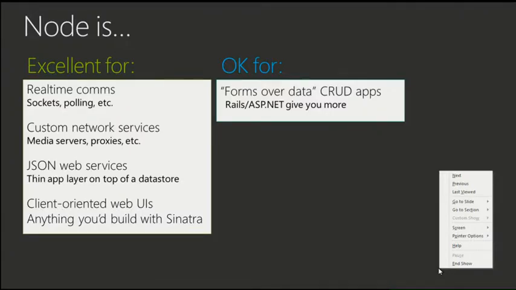So you can have a huge number of open connections on a web server in a way that you might not necessarily be able to do, or certainly not be able to do very easily, in a more traditional application. This makes Node really good for, again, the socket, long polling, sort of very active servers. It's great for things like media servers, proxies. Really easy for JSON web services, right?